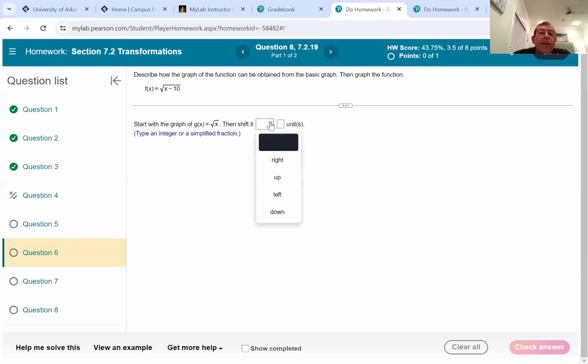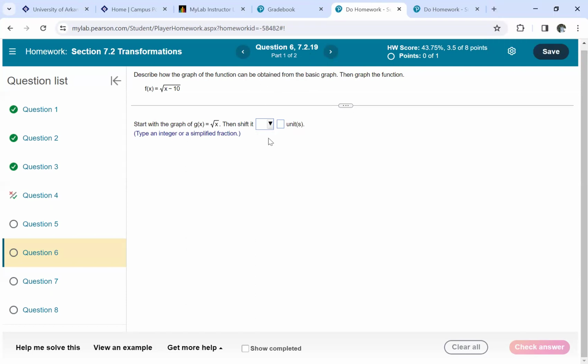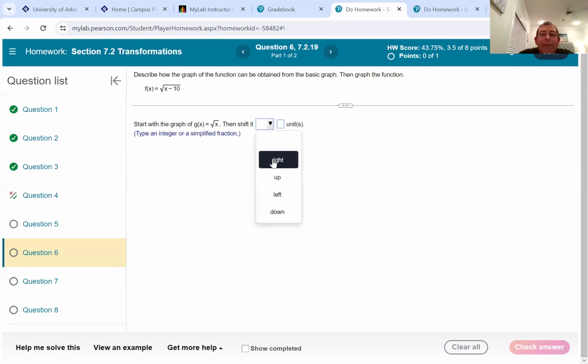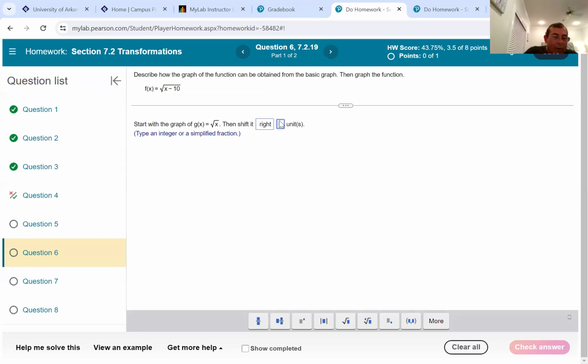Is that minus 10 under that radical, inside those imaginary parentheses, whatever you call it, what's that thing going to do? Left or right, right? It's going to go right. There you go. So we would click right, throw in our 10, because you actually have to say, okay, right, 10 units. So you check that one.